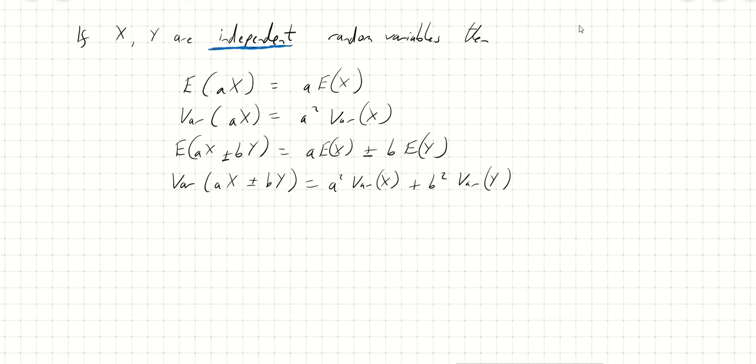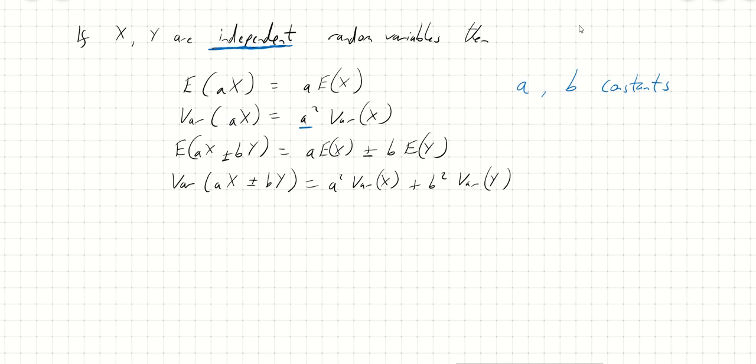The point is the expectation of ax is a times the expectation of x, and this is for a constant, and same for b later on. So the expectation of ax is a times the expectation of x. The variance of ax is actually a squared times the variance of x. So the chief factor.